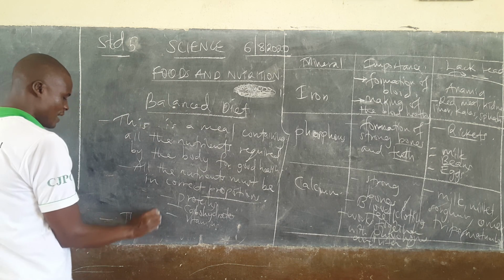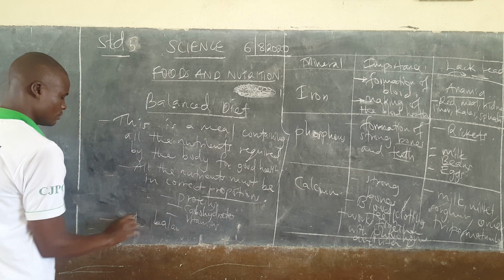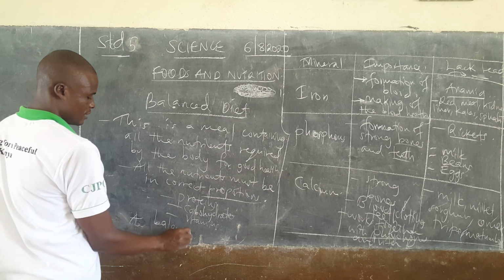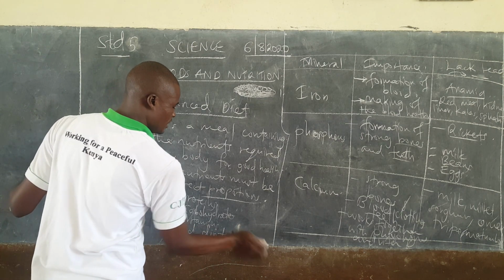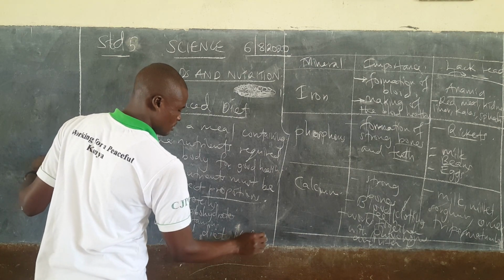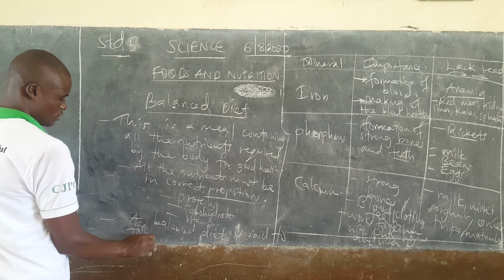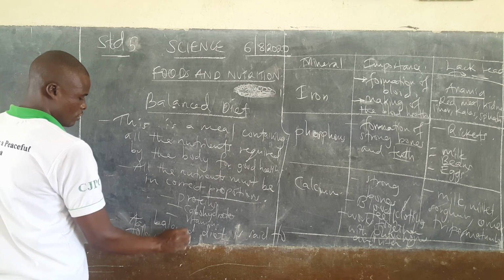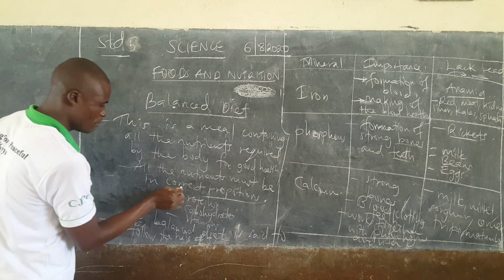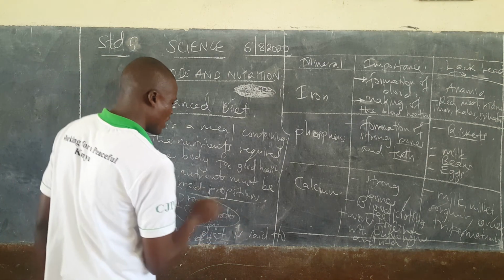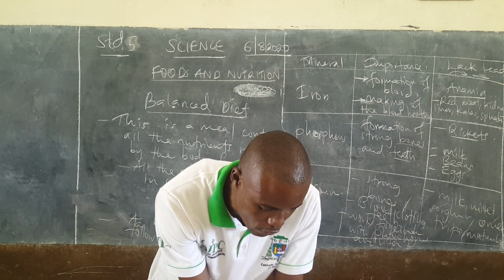So the balanced diet is said to follow the rule of 3, as they have said. The 3 ingredients, as we have mentioned, are proteins, vitamins, and carbohydrates. When they follow that rule well, in correct proportion, they follow the rule of 3.